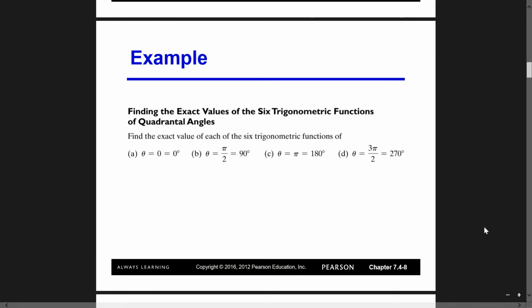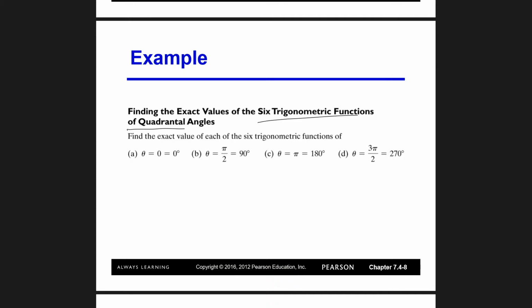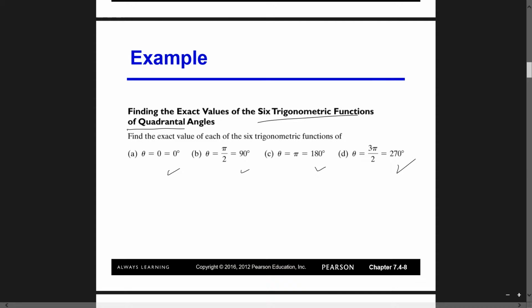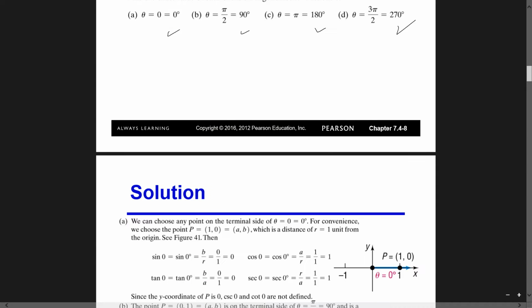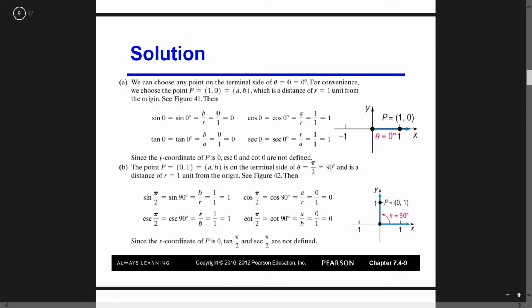Now, let's just do some more examples. Let's find the exact value of the 6 trigonometric functions of quadrantal angles. Notice quadrantal angles are angles that lie on either the x or y axis. We want to do 0 degrees, 90 degrees, 180 degrees, and 270 degrees. So let's do this.